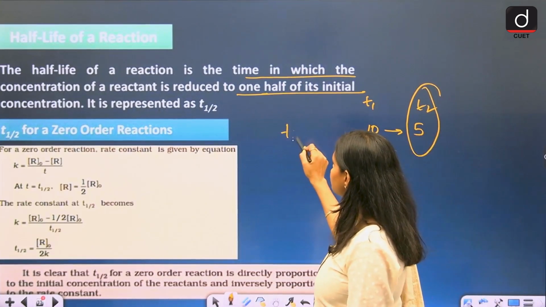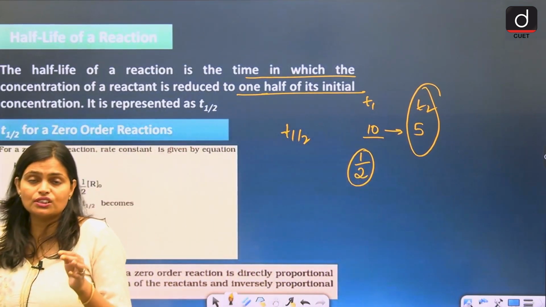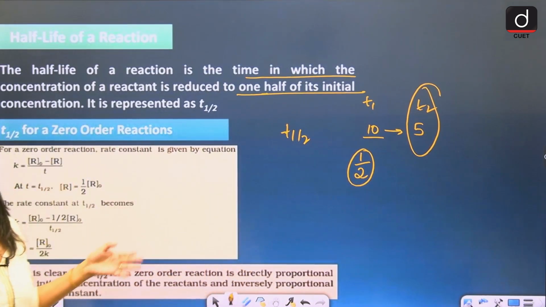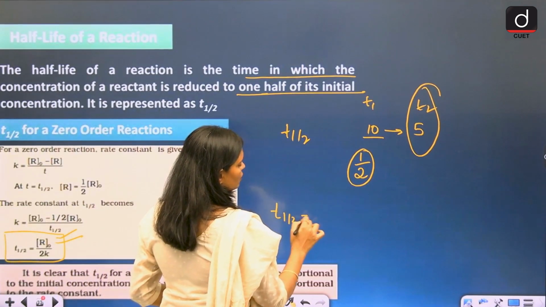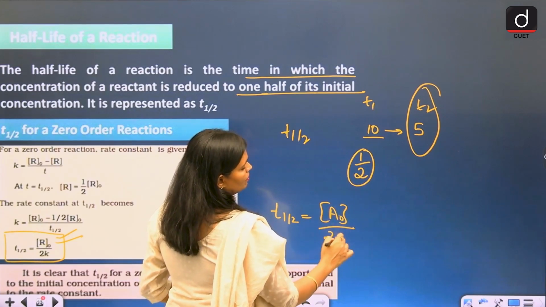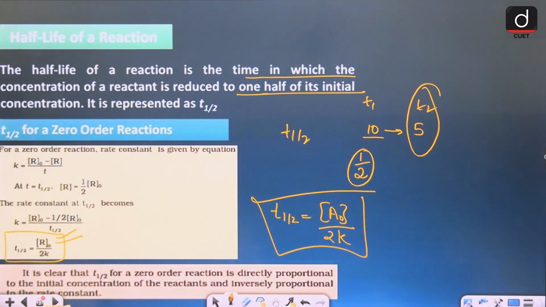Half-life time is represented by T half. So T half always tells you how much time is taken to reduce the concentration to half of its initial value. T half for a zero order reaction, where K is the rate constant, R0 is the initial concentration of the reactant and R is the final, you will get T half equal to R0 by 2K. So with this you can say that T half for a zero order reaction is directly proportional to the initial concentration of the reactant and inversely proportional to the rate constant. So this is very important. Most of the time you will get a question on this particular segment.